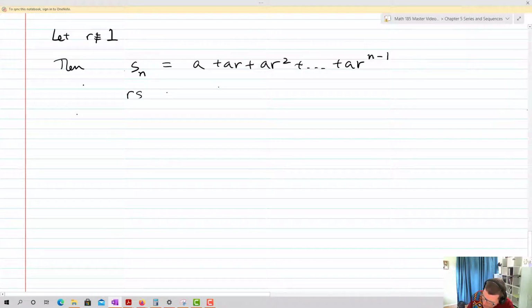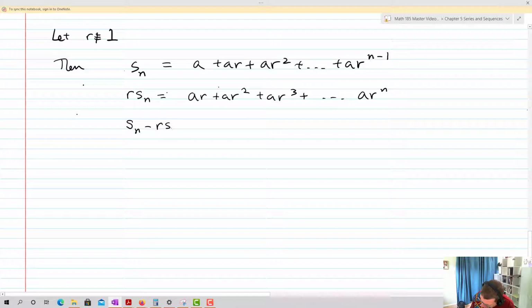Then we're going to consider r times Sn. So now we'll multiply everything by r, and we get ar plus ar squared plus ar cubed plus, and then we're going to go all the way up to ar to the n. So what we get here is we're going to actually now subtract those two. We're going to take Sn minus rSn.